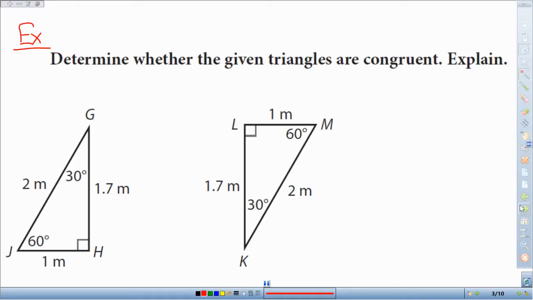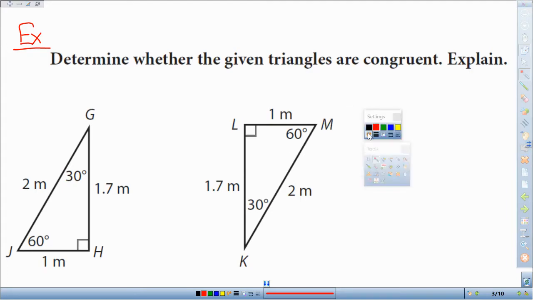Go ahead, take a minute, copy this whole slide here, and we will answer it. Here's what it's asking: determine whether the given triangles are congruent. Explain. We need to figure out if they're congruent. Here's what we need to know for them to be congruent: all of their corresponding parts need to be congruent, all of the corresponding angles and all of the corresponding side lengths.